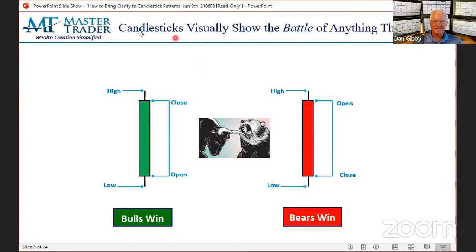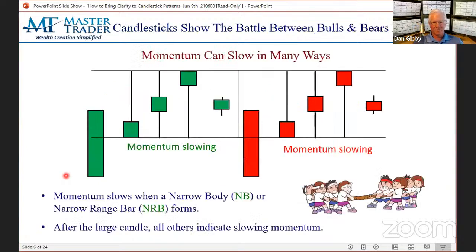So look at the heading here. They visually show the battle of anything that moves on that time frame. So anytime we see a green real body, by definition, the bulls win because it closed above the opening price. Bears win when it's red because it closed below the opening price. Now, that is not an action sign. We're layering concepts here with you. So let's keep layering.